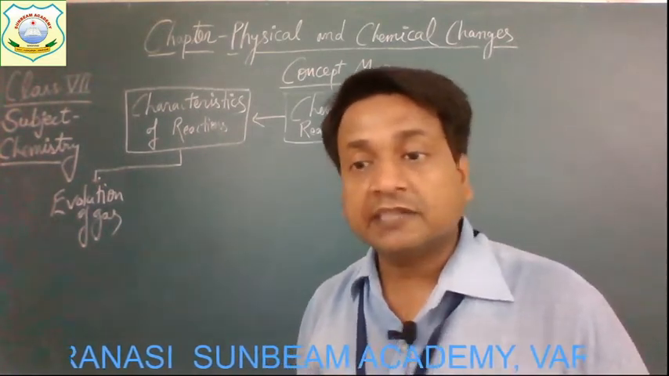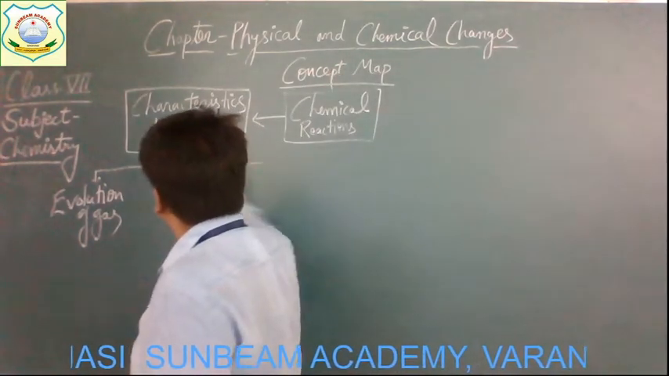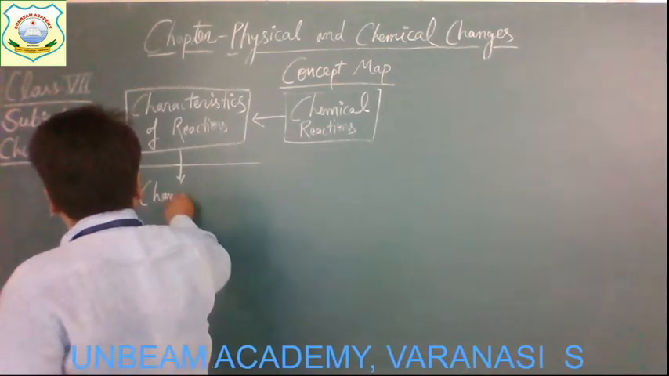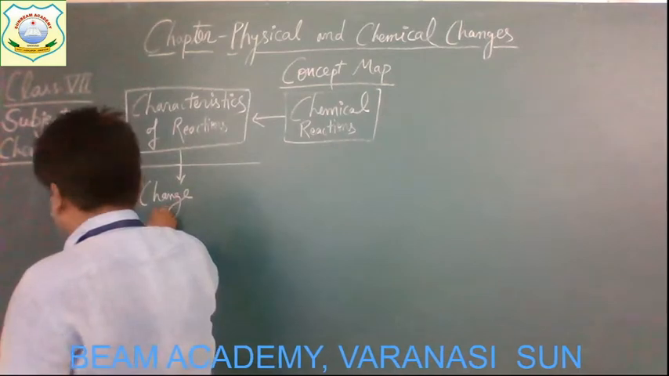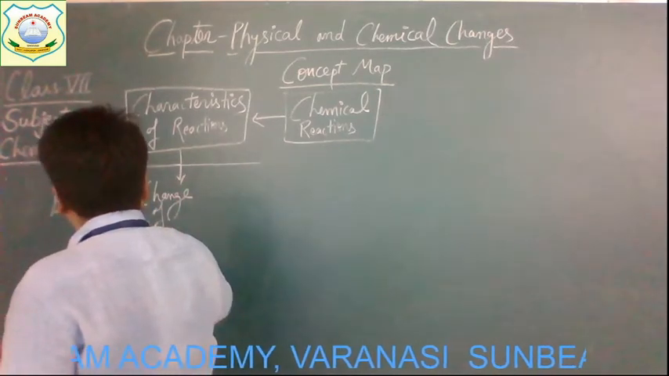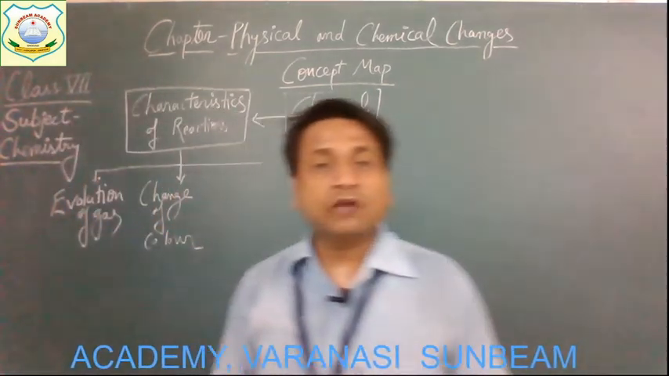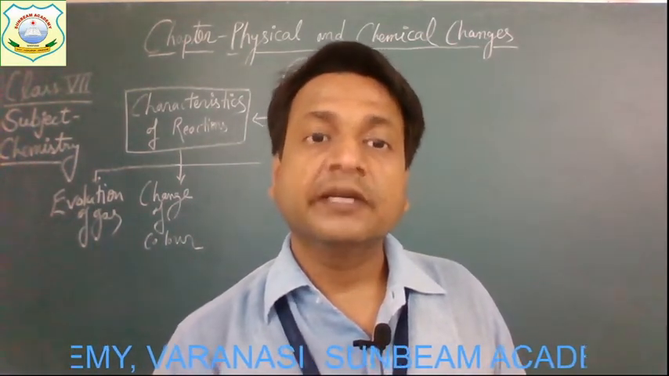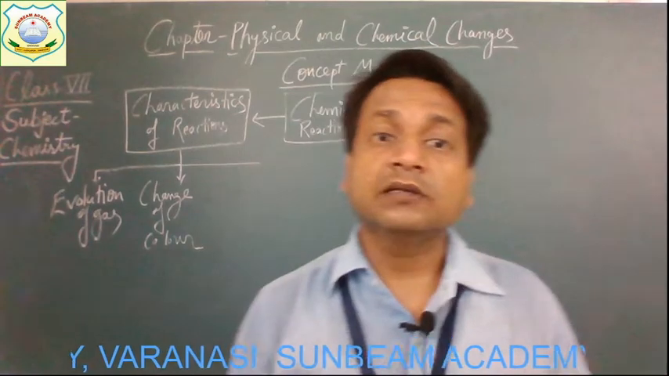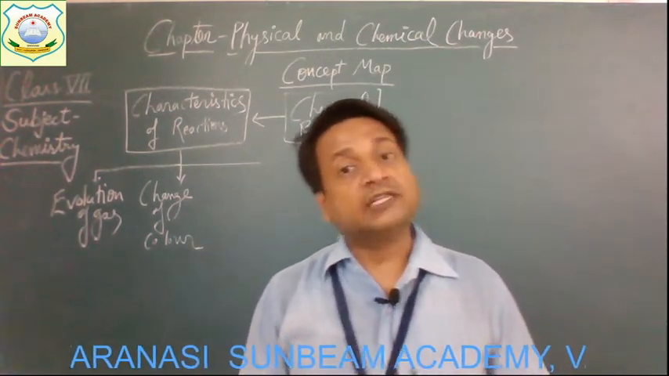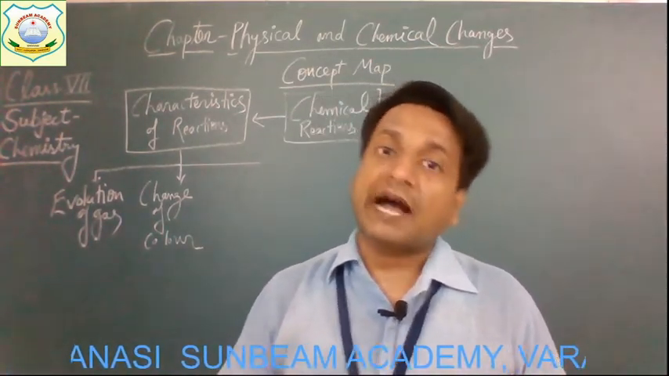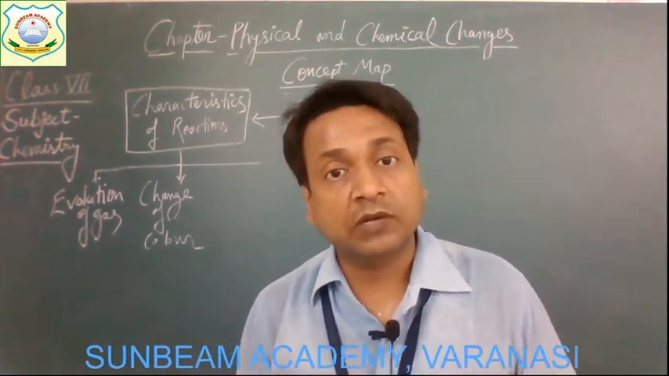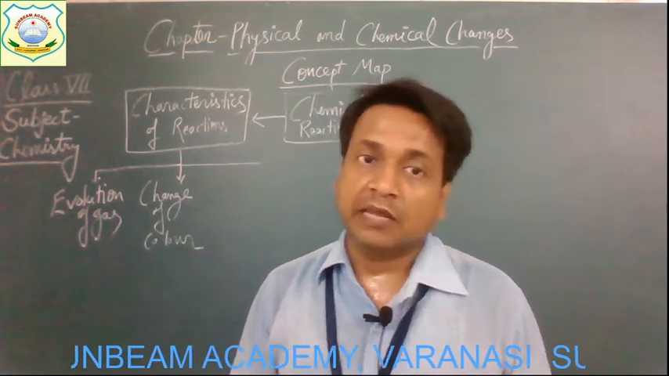Okay, the second characteristic feature is change of color. The color of the product gets changed from the reactant. The reactant has a different color, but after the chemical reaction their color gets changed. So this is also one of the characteristics of a chemical reaction.